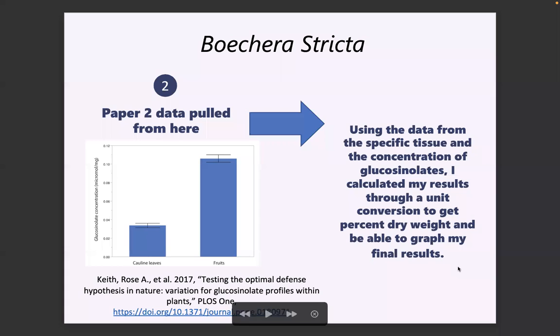And my paper 2 data was pulled from this article cited down here. And I was able to use this figure to calculate my data as well. But I had to do a unit conversion from micromole per milligram to percent dry weight, which was a bit tricky. But in the end, I was able to do it.